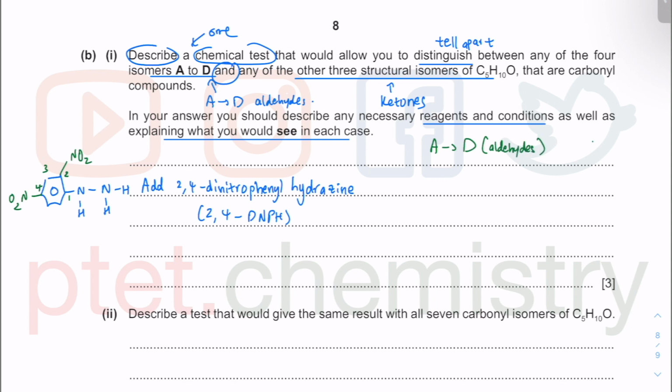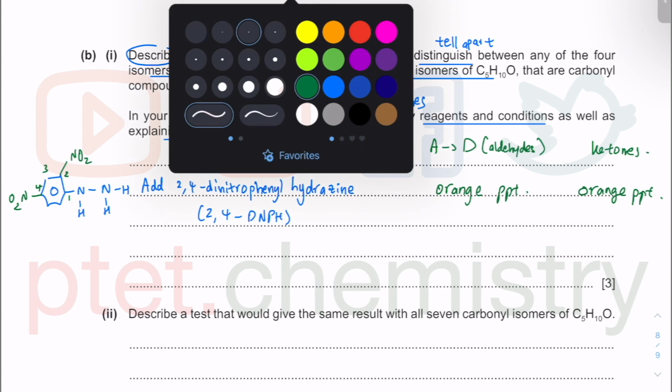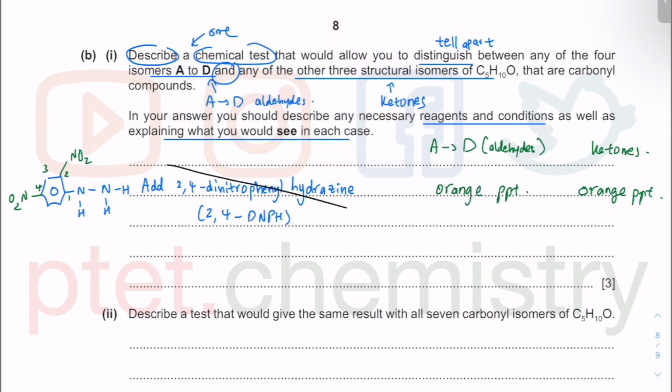And when you add it with A to D, which is aldehyde, and also ketones, and I am wrong because both of them will give you orange precipitate. This will also give you orange precipitate. So this is a wrong test because they want to tell apart. So this is not suitable at all. I am not going to use that. So I've just wasted your time, but no worries because you can see the positive result for both aldehyde and ketones. They're not going to tell you apart the difference.